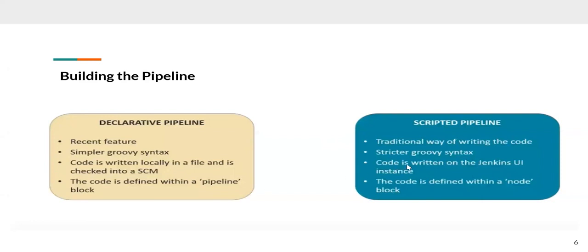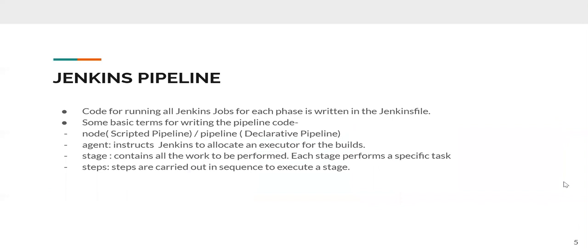The other way is to directly write the code at the Jenkins UI. This code begins with node. So these were the two ways in which we can build the Jenkins pipeline. We can now look at the common terms that are used. Like I mentioned before, the code starts with a pipeline block if you're building it locally. On the other hand, it starts with node if you're building it directly on the Jenkins UI. We'll see more in detail as we go through the next slides.